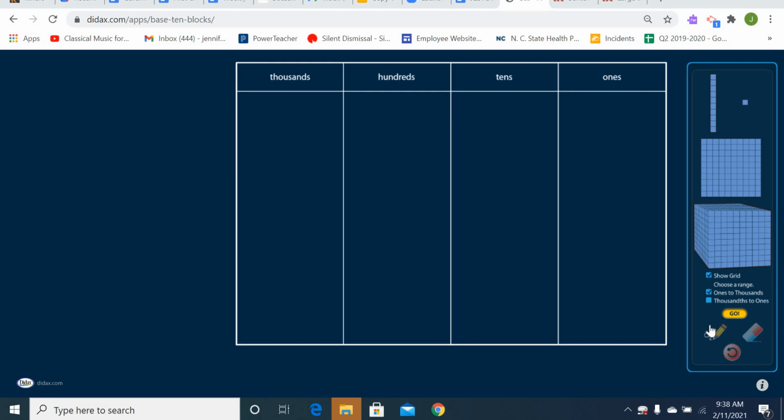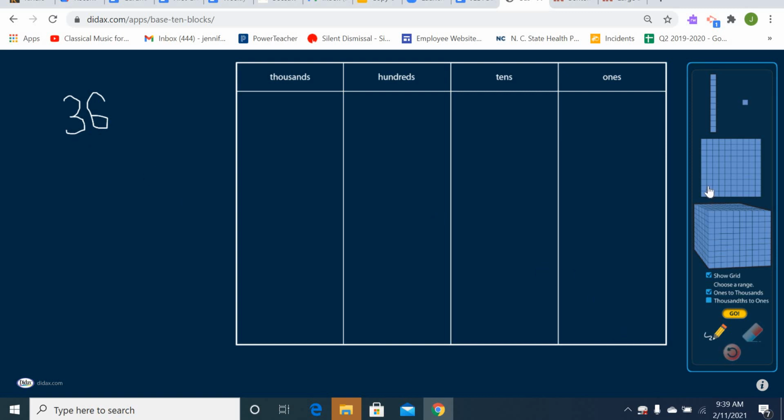So in order to learn about expanded form, we're going to start with our base 10 blocks. So let's go ahead and look at number 36. I'm going to write 36 over here in my corner. All right, let's talk about what we know about the number 36. Well, in the number 36, I know that I have 6 ones and 3 tens, right? My 6 is in my ones place, and my 3 is in my tens place.